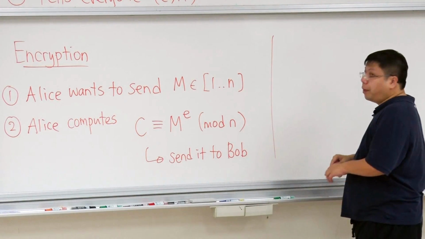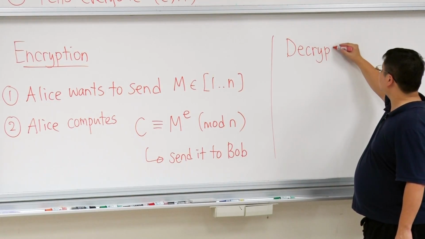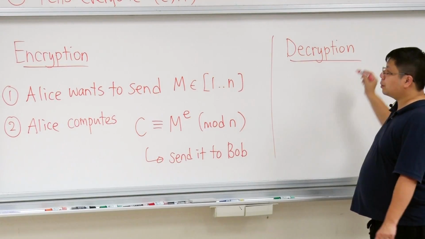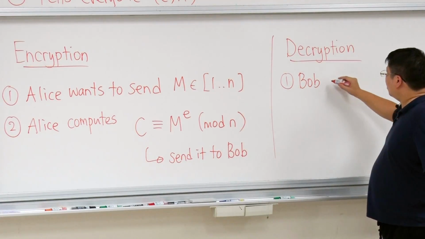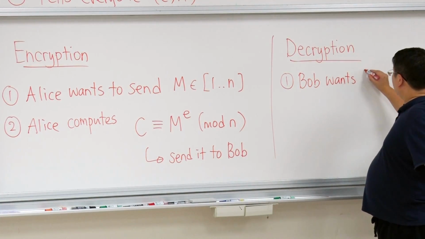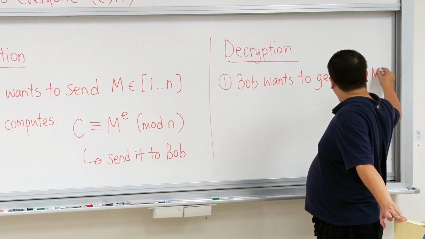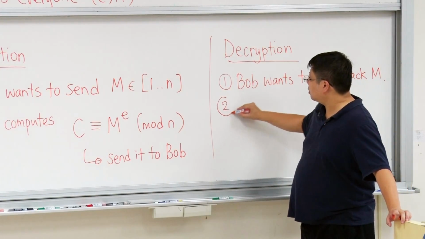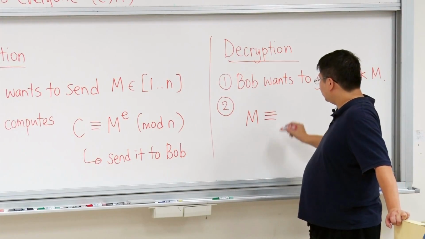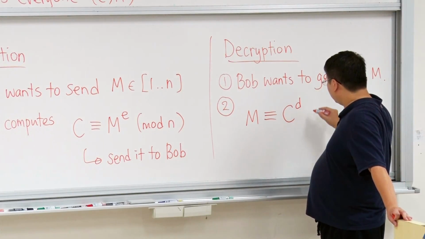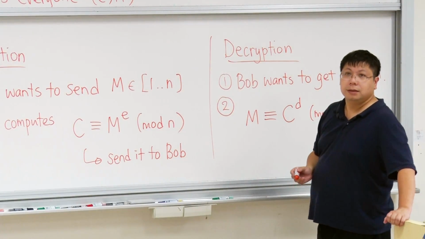And then what does Bob do? Bob is the decryption side. So this is called decryption. Decryption is symmetric. Here, Bob wants to get back M. So this is his target. What he does is, he gets the C. He computes M, which is equal to the message C to the power D mod N. And that's the answer.